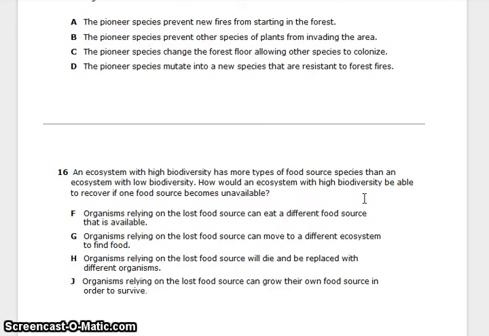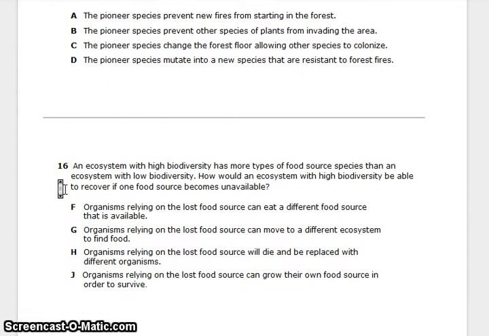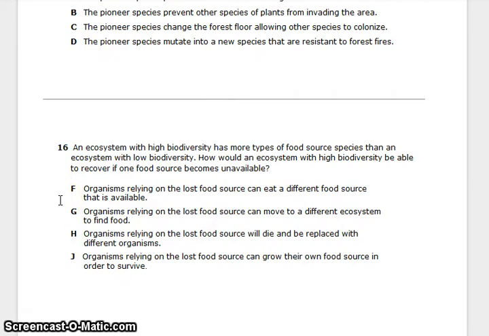16. An ecosystem with high biodiversity has more types of food source species than an ecosystem with low biodiversity. How would an ecosystem with high biodiversity be able to recover if one food source becomes unavailable? F. Organisms relying on the lost food source can eat a different food source that is available. G. Organisms relying on the lost food source can move to a different ecosystem to find food. H. Organisms relying on the lost food source will die and be replaced with different organisms. J. Organisms relying on the lost food source can grow their own food source in order to survive.